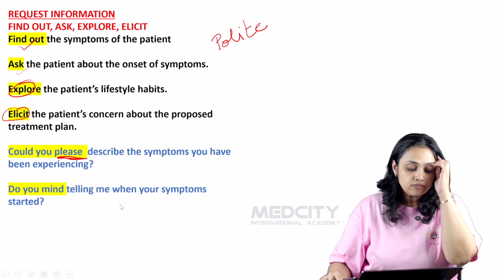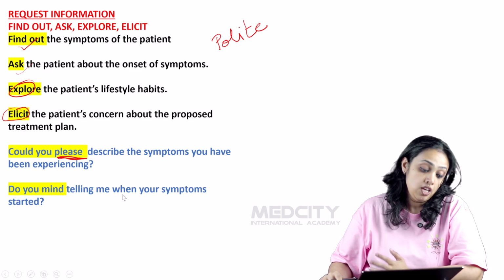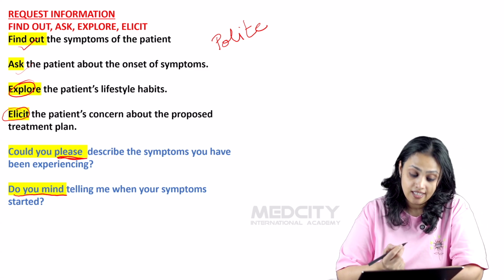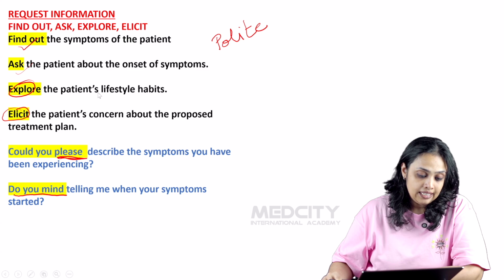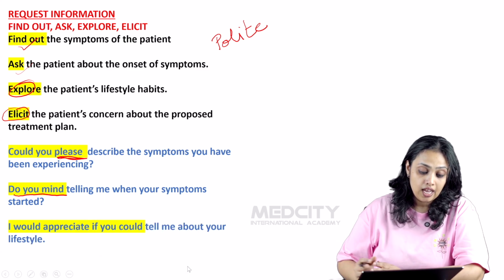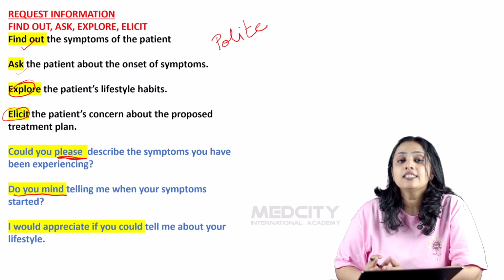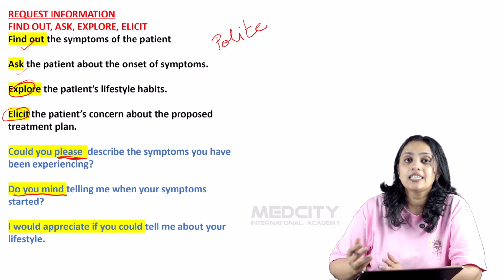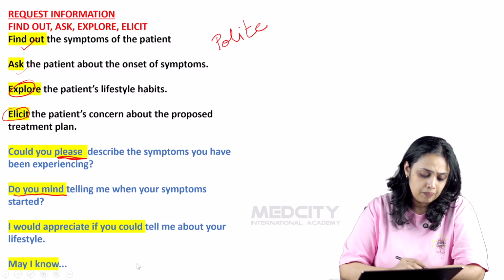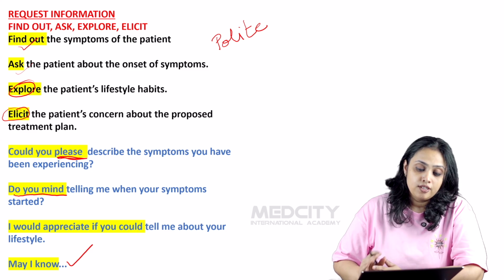Now the next one, another way would be for the second task, ask the patient about the onset of symptoms. You can ask like, do you mind telling me when your symptoms started? Again, it's a very polite tone. Then the next one, explore the patient's lifestyle habits. You can say, I would appreciate if you could tell me about your lifestyle. So all these are very polite and respectful ways of asking or getting information from the patient. Or in a very simple way, you can also say something like, may I know when your symptoms have started. So I hope this is clear.